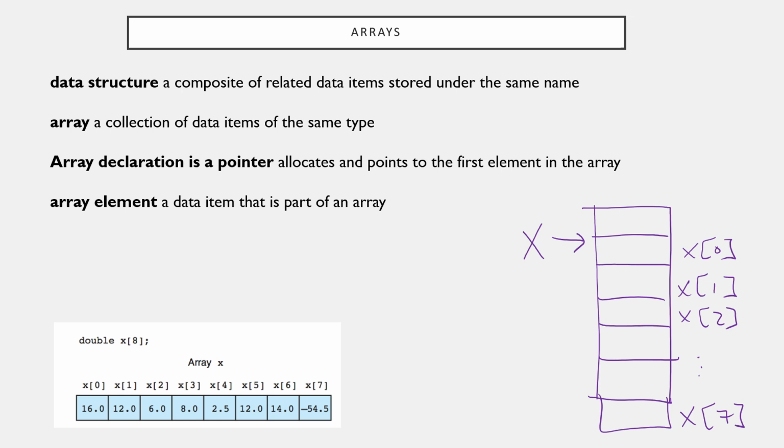So this is the pointer. This is going to be the value that is here, 16.0, 12.0, all the way up to negative 54.5. This is a static array because it was declared to be of a size 8. And then usually you draw arrays in this fashion. It's easier to read them like that, but this represents a memory map over here.